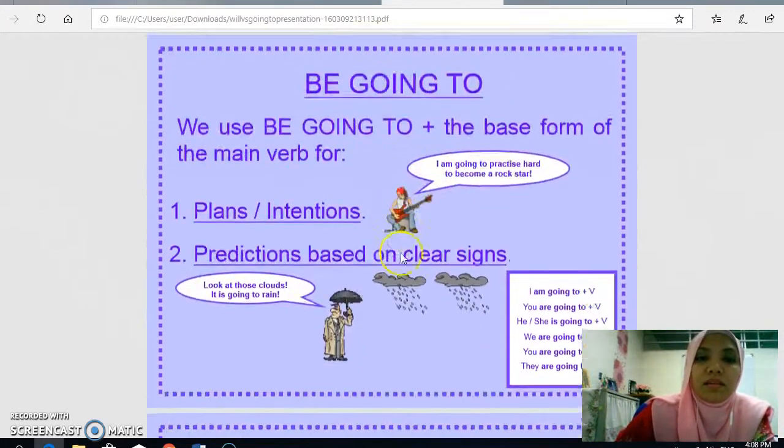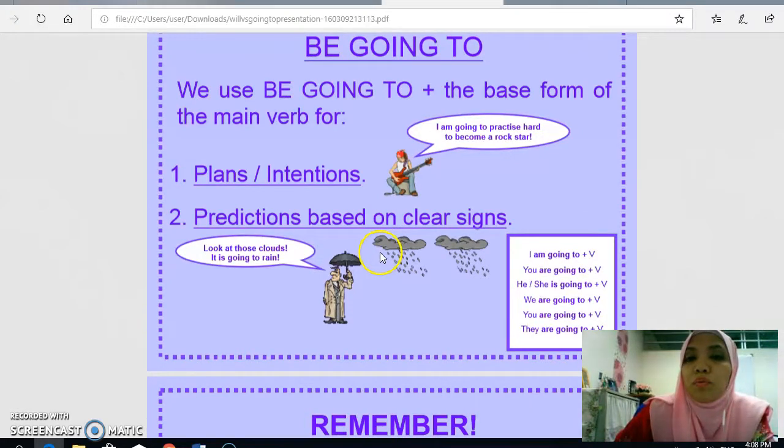Alright. Okay. Now, let's look at when you use going to. First is when you're making a plan or you have an intention. I'm going to practice hard to become a rock star. So how is it different from simple future?